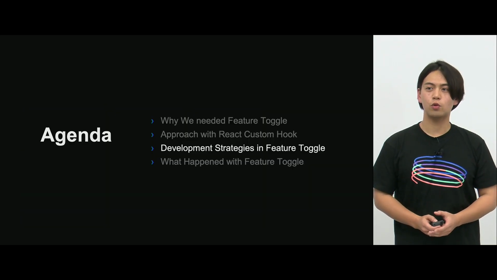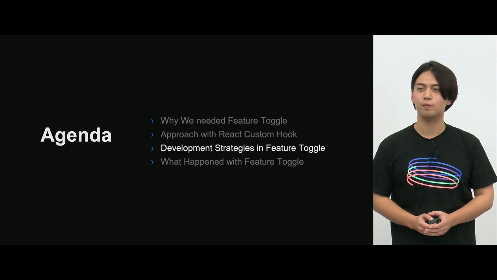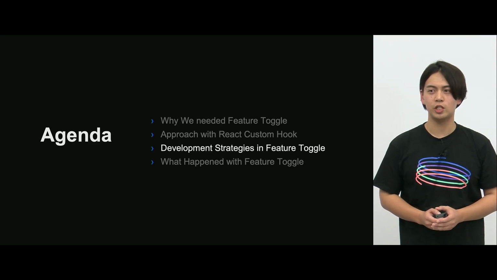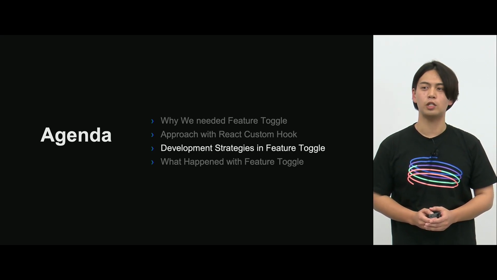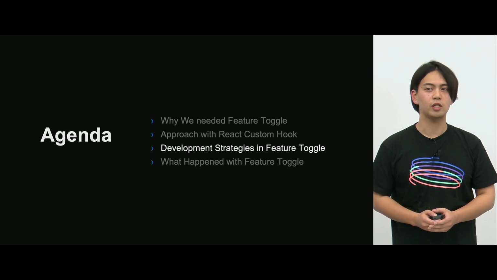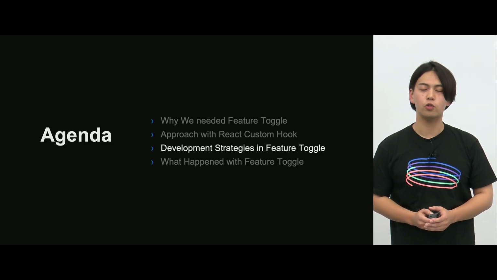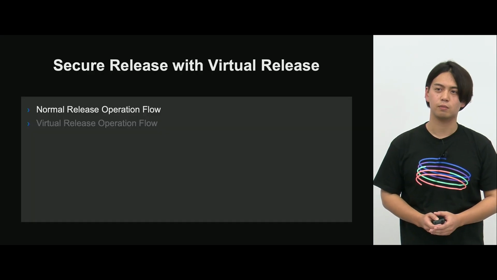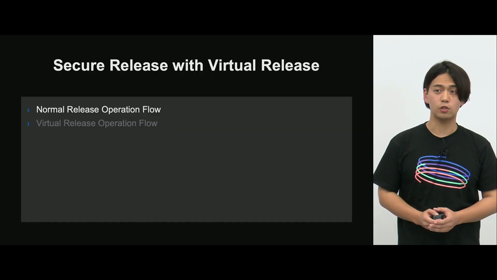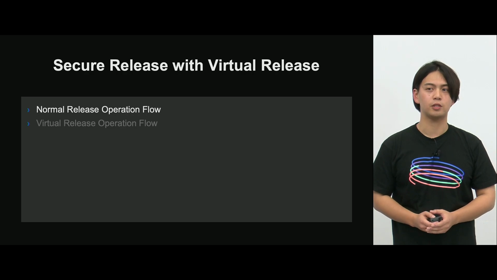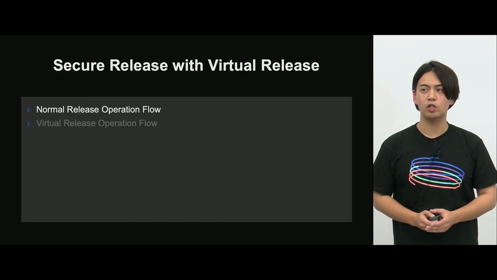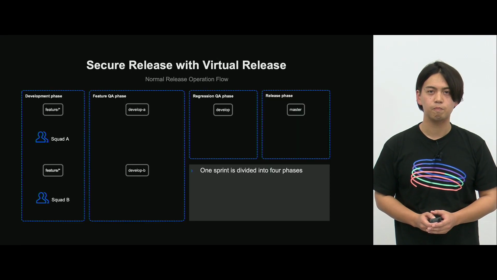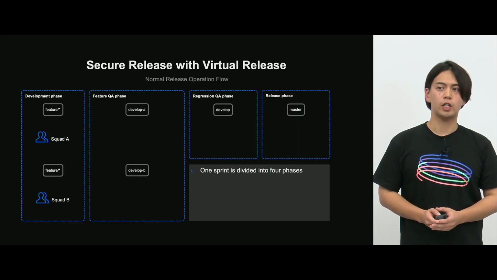And then I will talk about the development strategy in the feature toggle. In this session, I would like to discuss the concept of the release called virtual release for safe release, which was developed during our development with the feature toggle, and the QA phase for aggressive and planned development. Let me discuss the virtual release first. Before I explain it, for comparison, I would like to first discuss what the normal operation flow is without the feature toggle.